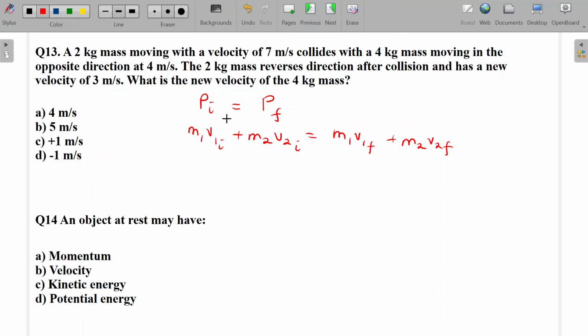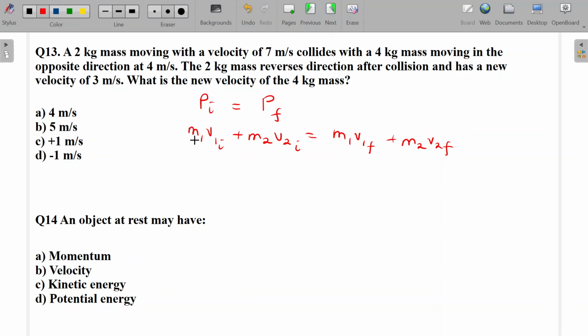So P initial must be equal to P final. I have my m1 and my v1 initial. Now, what information have I been given? I have been given this information, and this one, and this one, but I have not been given this information, which is here.